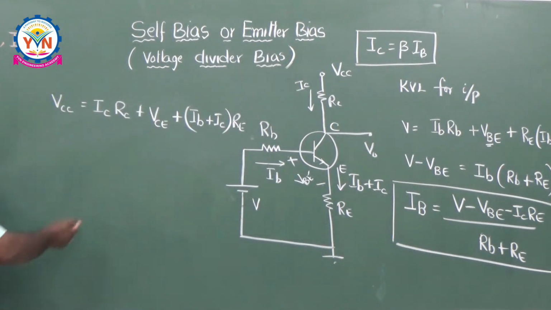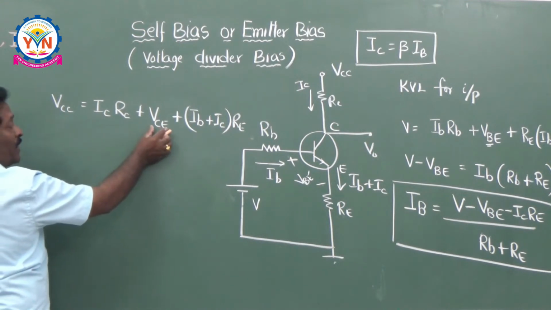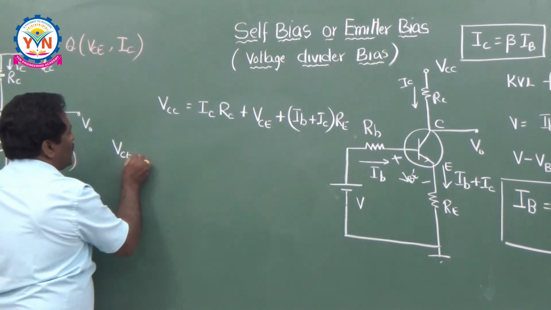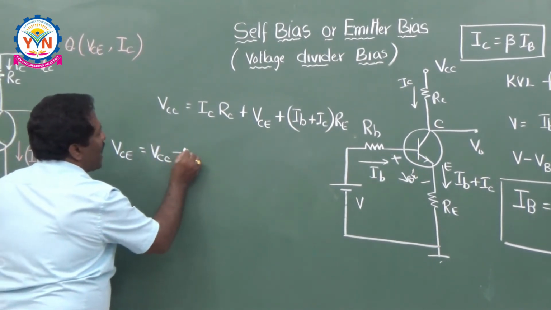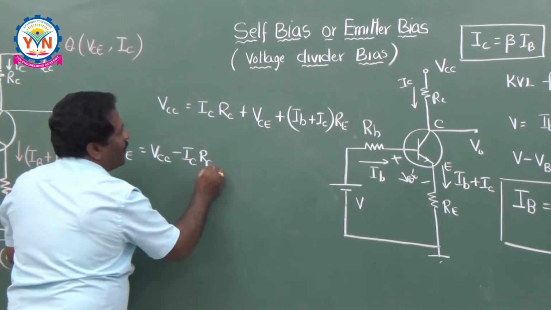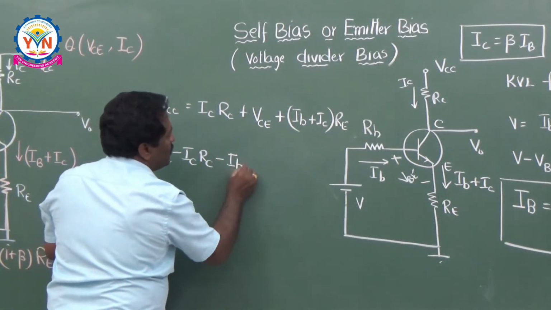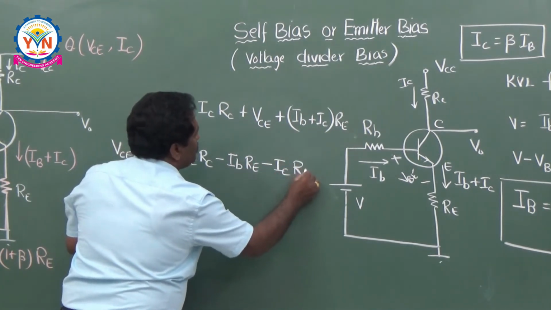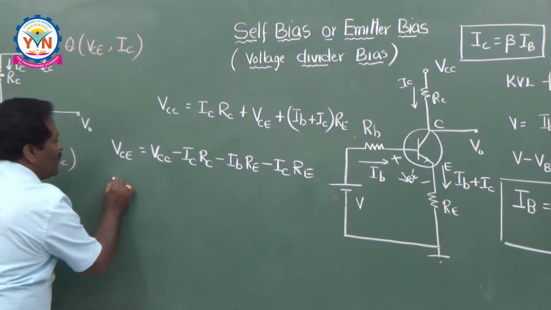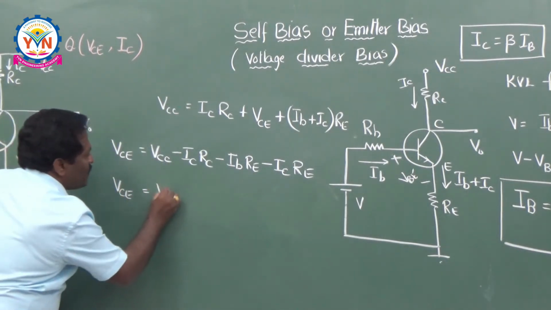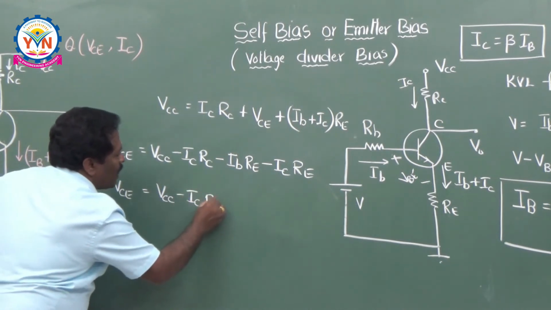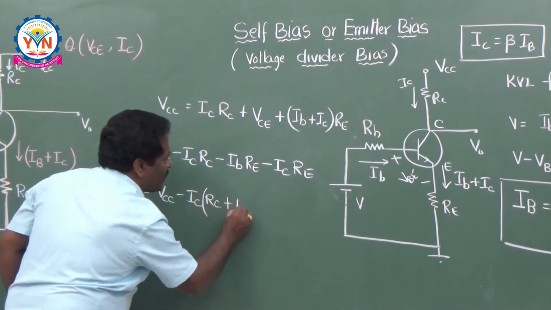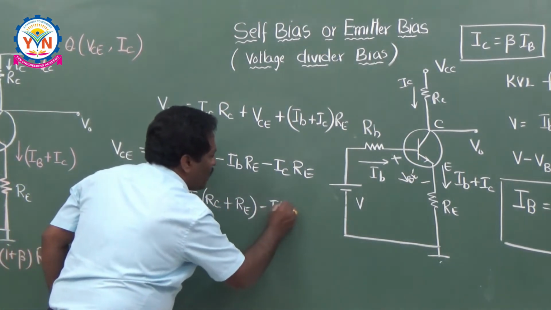Now I want VCE because this is the operating point coordinate. Therefore, VCE is equal to VCC minus IC RC minus IB RE minus IC RE. Therefore, your VCE is equal to VCC minus IC RC minus IC RE. So you can take this common: RC plus RE, minus IB into RE.